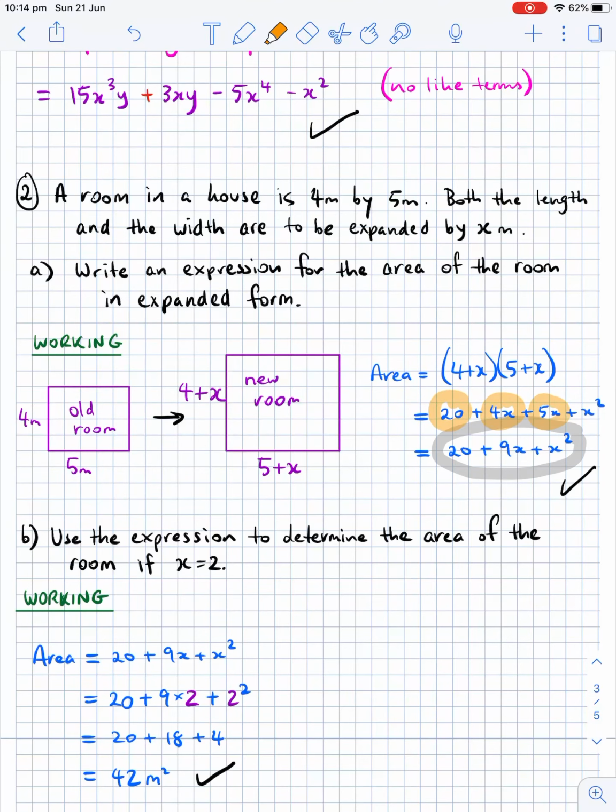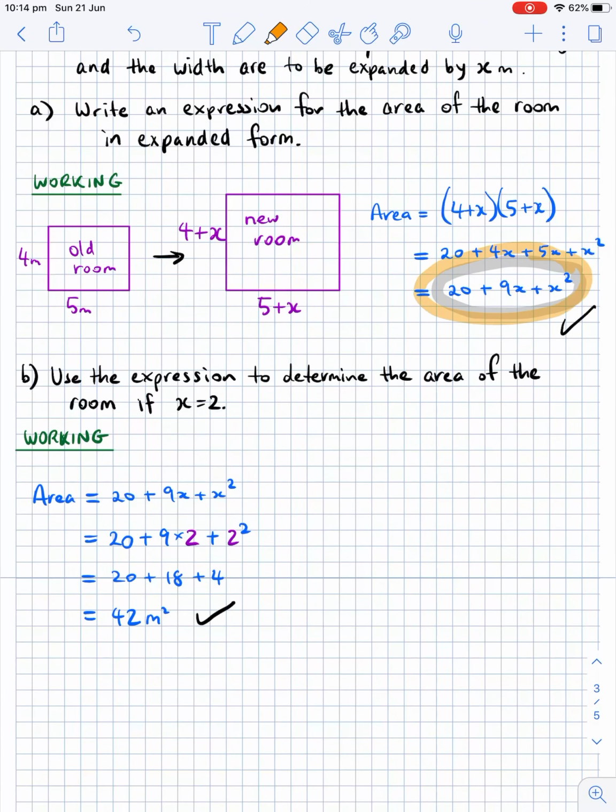So you get 20 plus 4x plus 5x plus x squared. Simplify this by putting our like terms together to get 9x. And the 20 and the x squared come down. That is our expanded expression for the area of this new room. Okay, use this expression in expanded form to determine the area of the room if x is equal to 2.